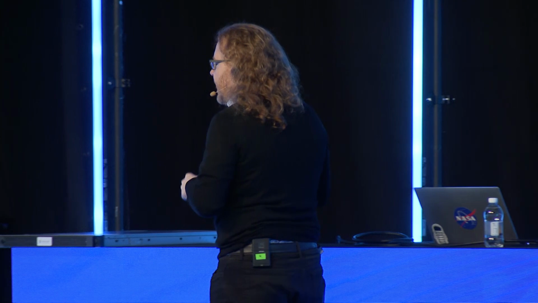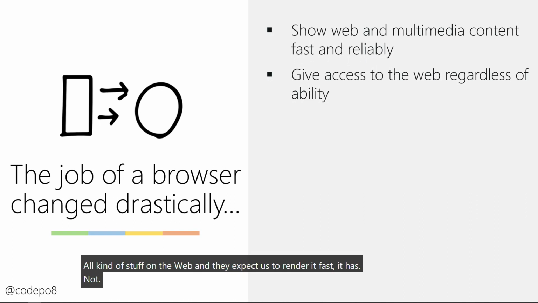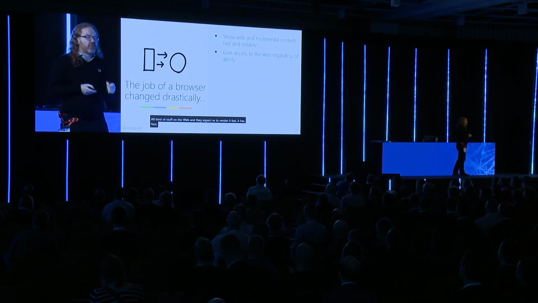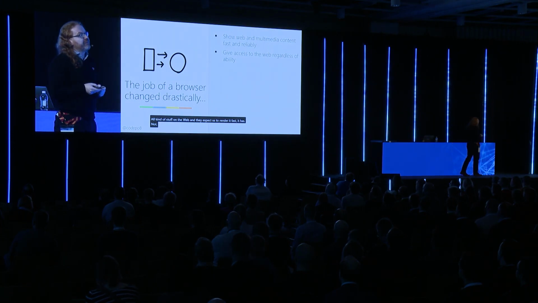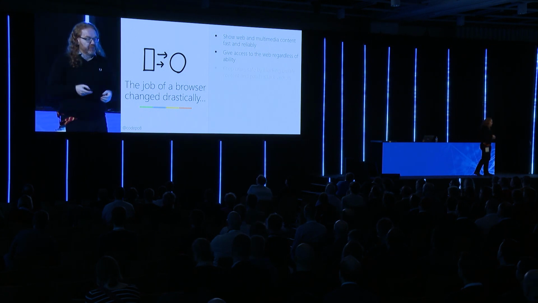but people put all kinds of stuff on the web and they expect us to render it fast. It has to give access to the web regardless of ability. Blind users, people who can't see, people who can't hear, people who can't use their hands properly, people who can basically just nod or suck on a straw, they also have the right to be on the web and to have things on the web available to them.